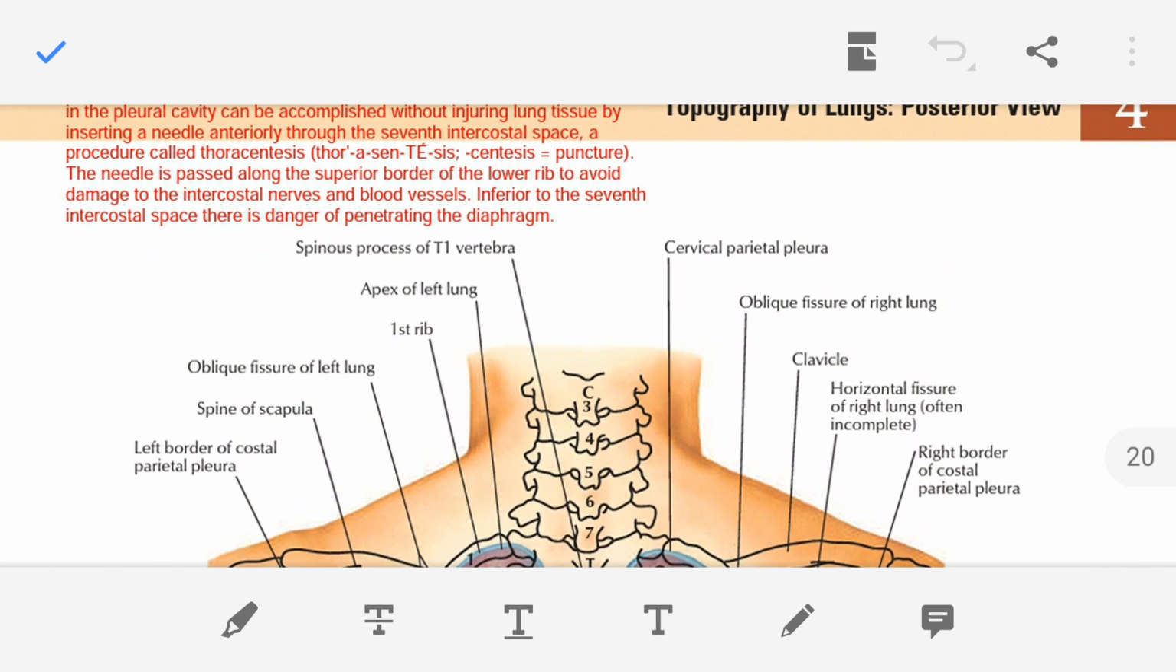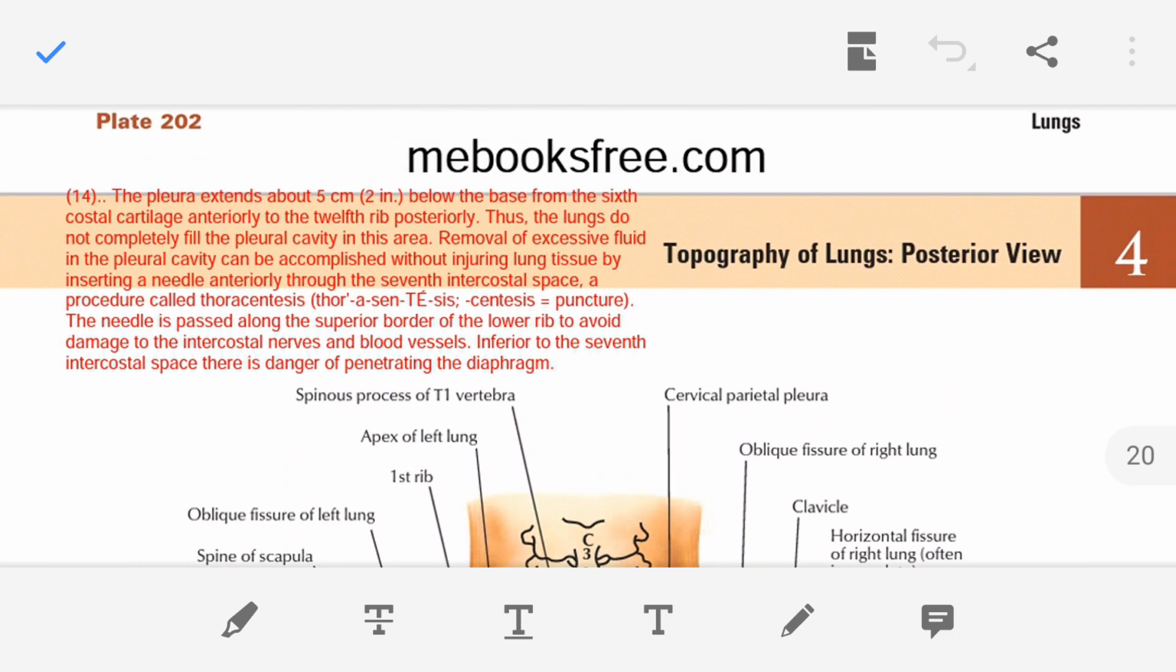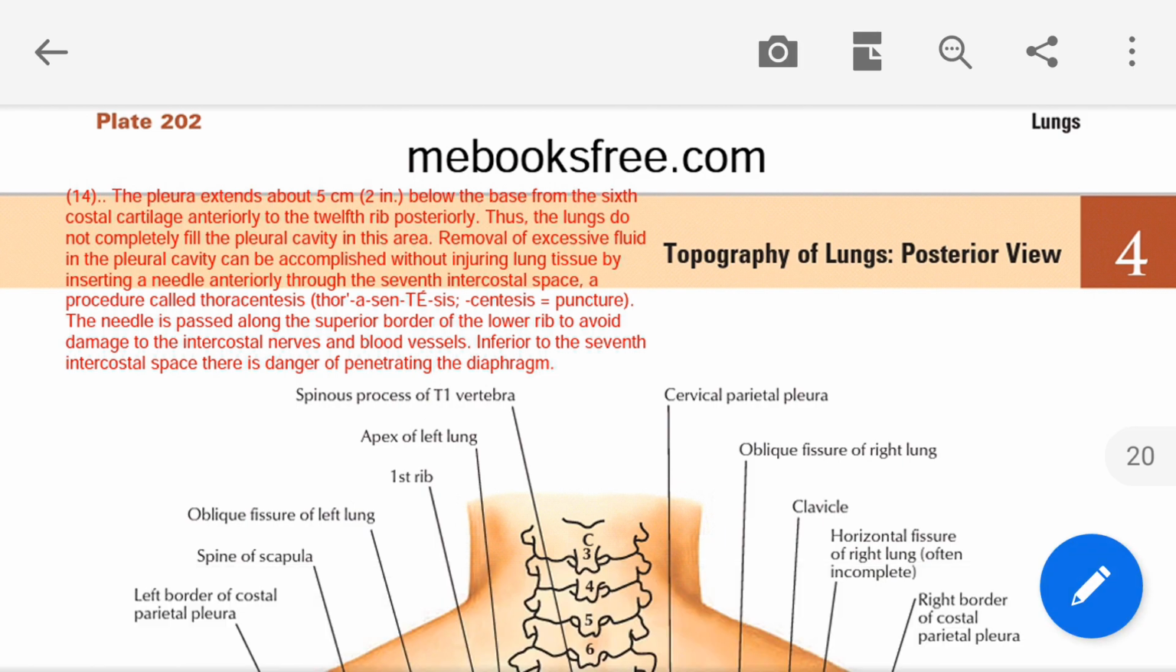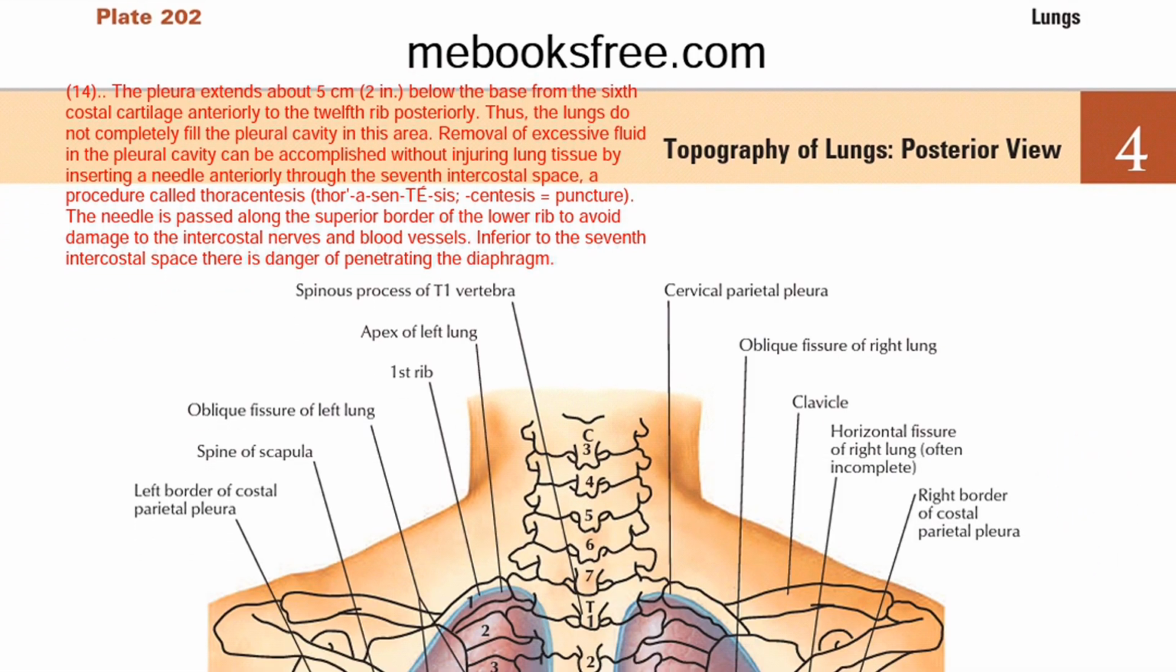So with this we have completed this presentation lecture on lungs. I hope you have enjoyed this presentation lecture, and I also hope that it will be helpful in your studies and also in your exam preparation.